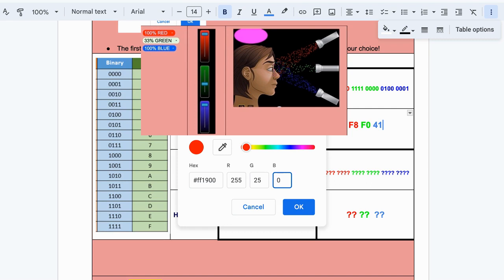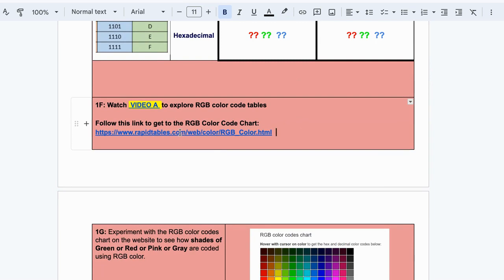So you're used to 0 to 100%. Computer language, it's 0 to 255, and that has meaning for the computer. You're going to play with this link, and it's going to show you how to mathematically understand these numbers.